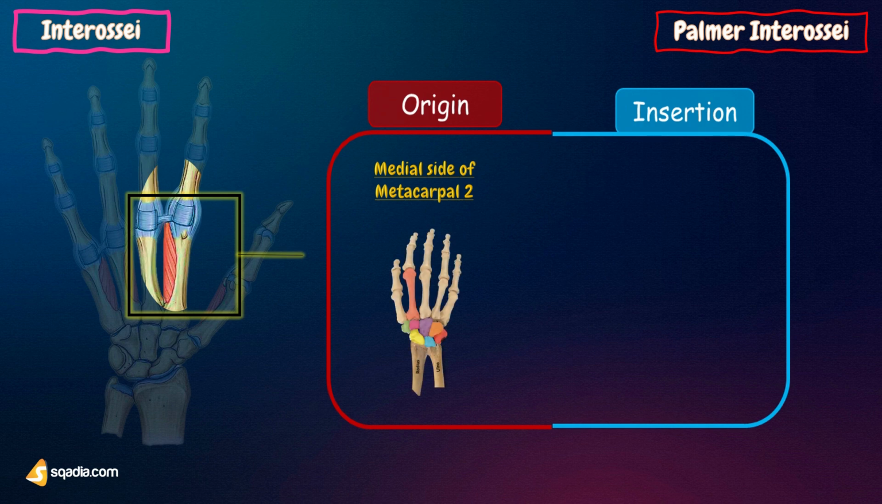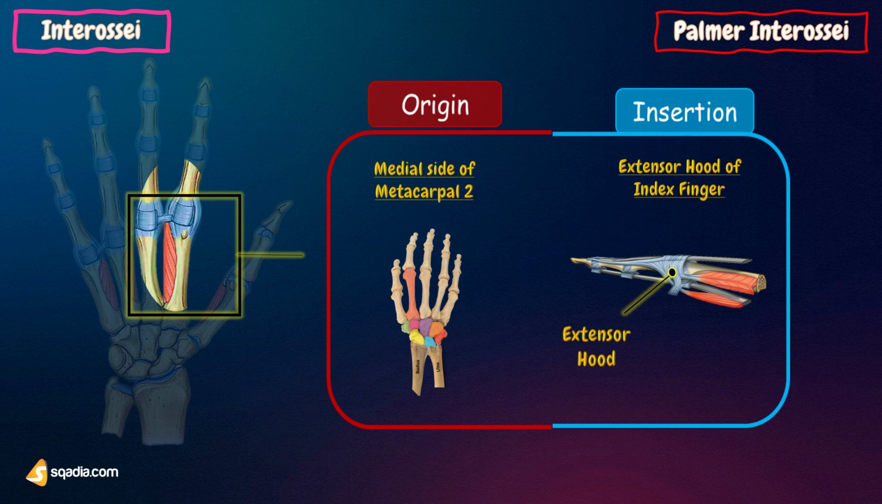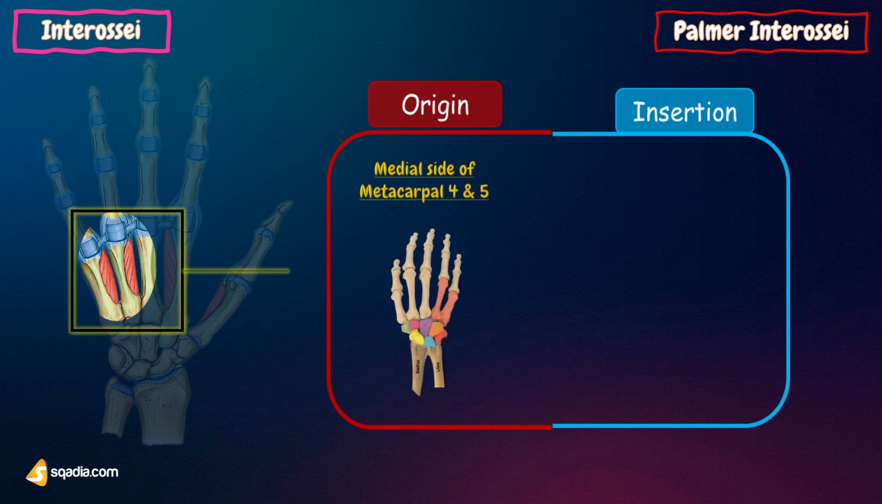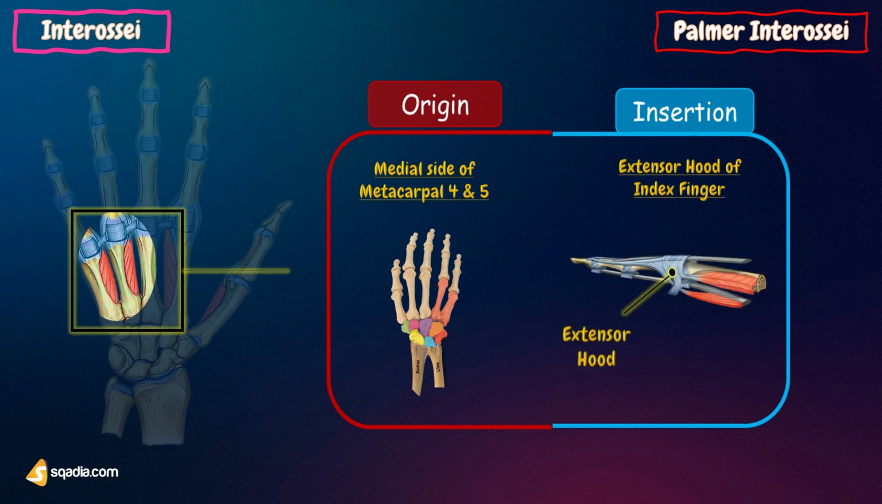The second palmar interosseous muscle originates from the medial surface of metacarpal 2 and inserts into the medial side of the extensor hood of the index finger. The third and fourth palmar interossae originate from the lateral surfaces of metacarpals 4 and 5 and insert into the lateral sides of the respective extensor hoods.